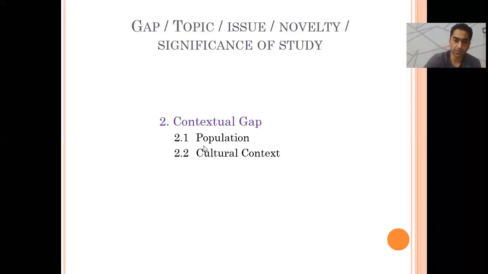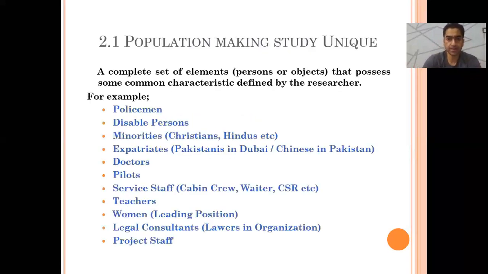Coming over to another type of the research gap, and that is the contextual gap. And contextual gap can be based on the population or cultural context. Let's see what's there in this kind of gap. A complete set of elements, persons, or objects that possess some common characteristic defined by the researcher.